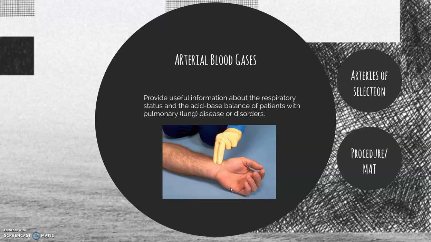The other thing to note too in your textbook is that it provides information about the respiratory status and acid-base balance of patients with lung disorders or diseases. So it's really essential to determine if there's a good flow of collateral circulation.